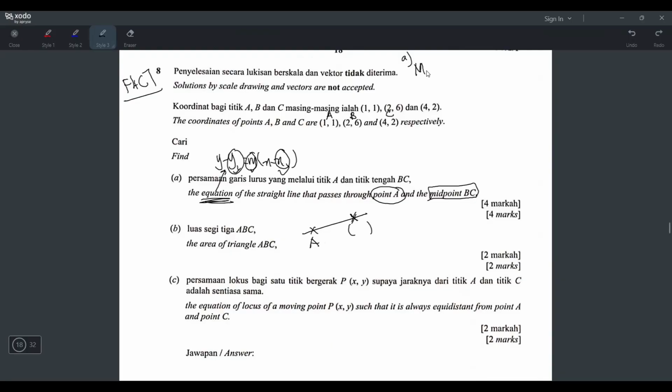Okay, I'll just write here midpoint BC. The midpoint formula is x1 plus x2 over 2, and then y1 plus y2 over 2. Yeah, that's the midpoint formula. And this formula is given in the exam.